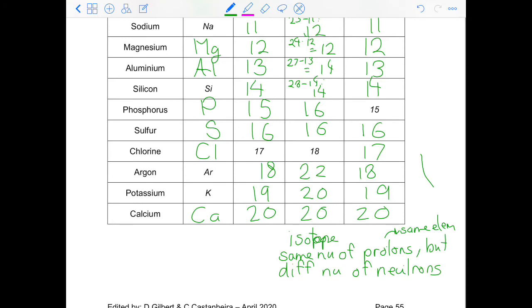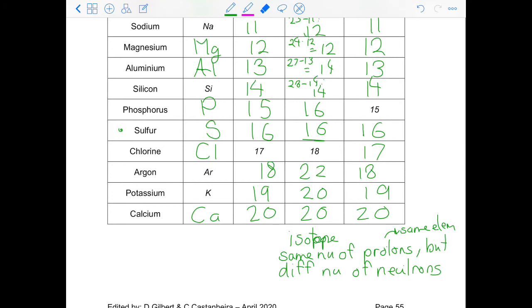So for example, we might have a sulfur atom that has 17 neutrons and one that has 18 neutrons. But the one that has 16 neutrons is the one that we find the most in nature. And we're not 100% sure why that is, but it is just the one we find the most. And so that's why we say sulfur has 16 neutrons, because that's the one we find most often. And so that's what we go with, just to keep it simple.